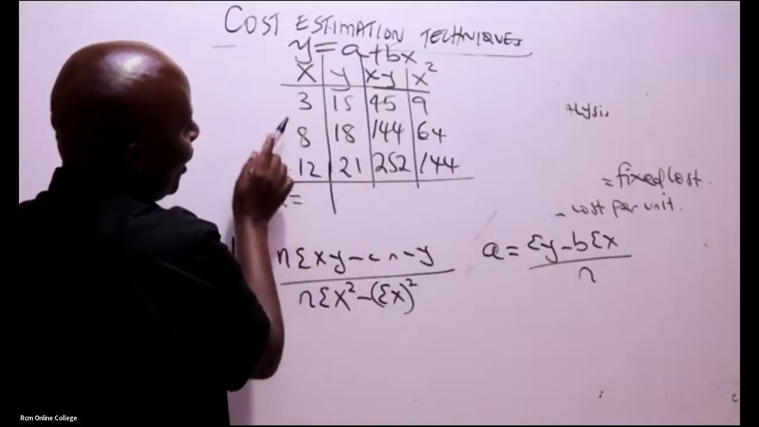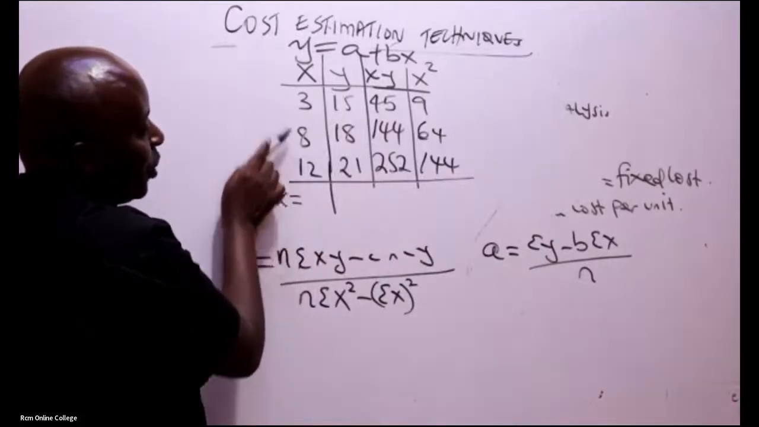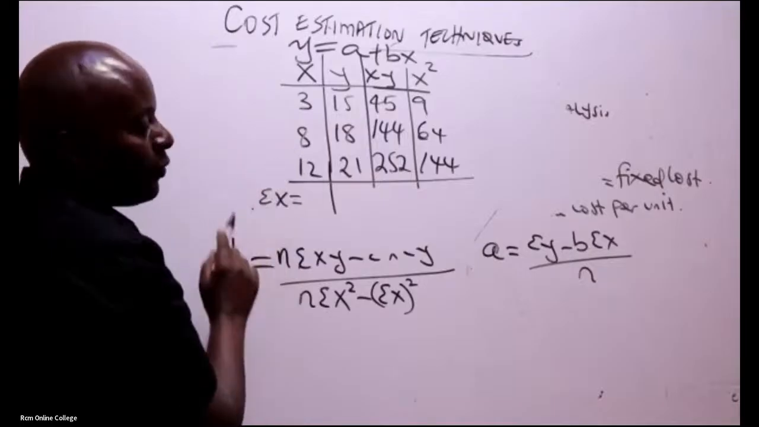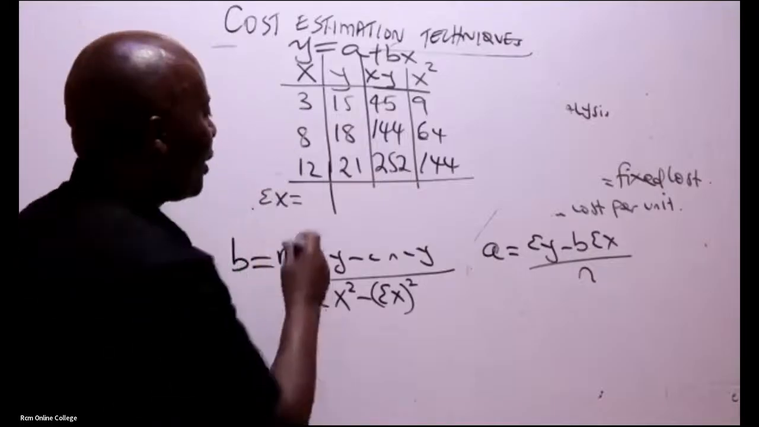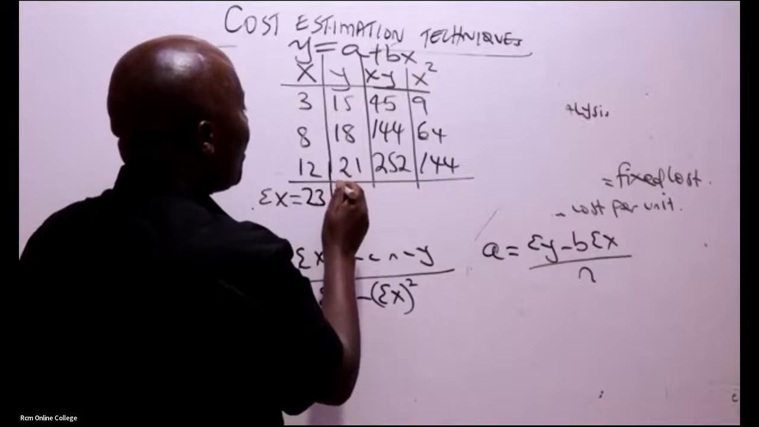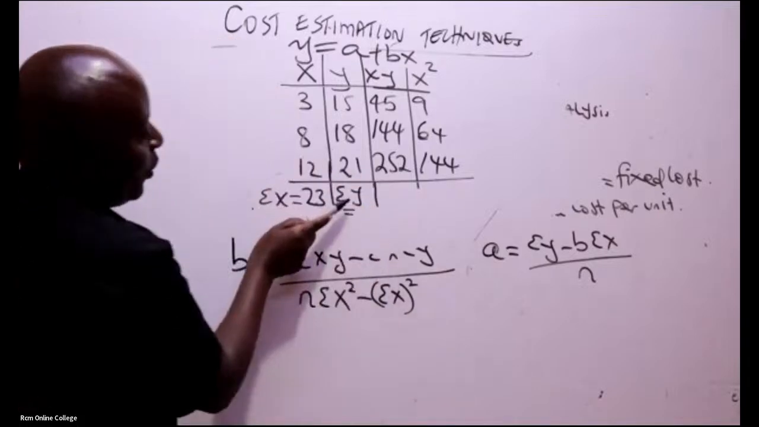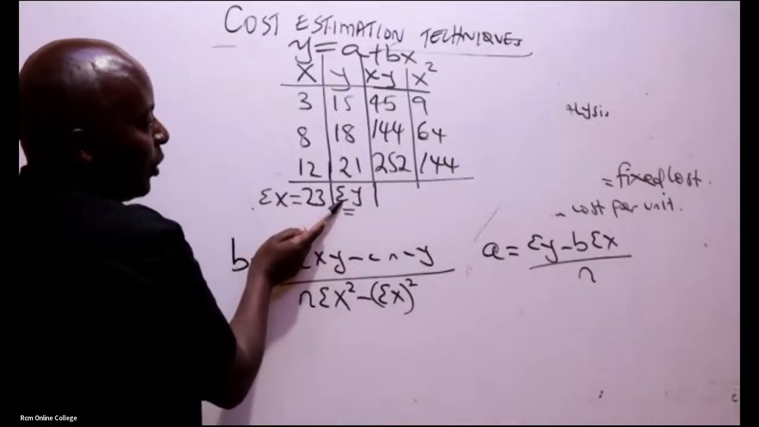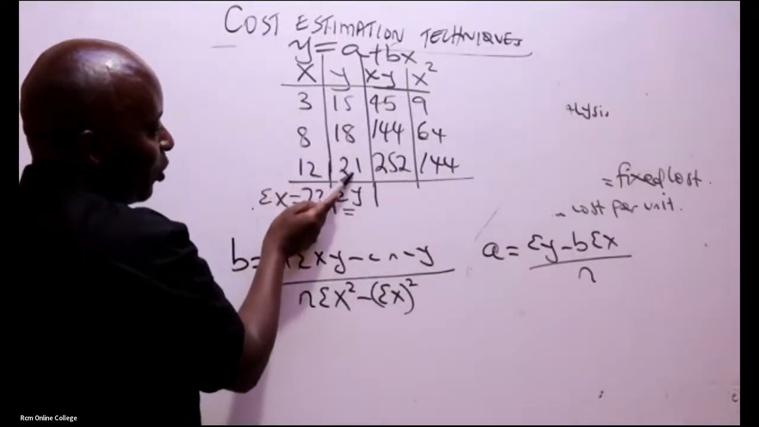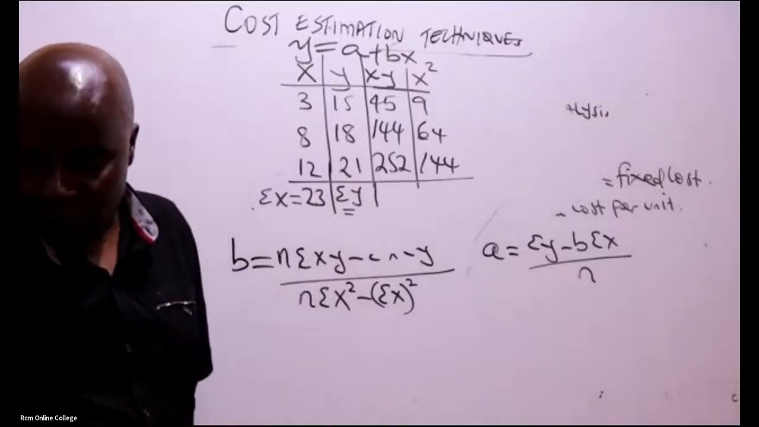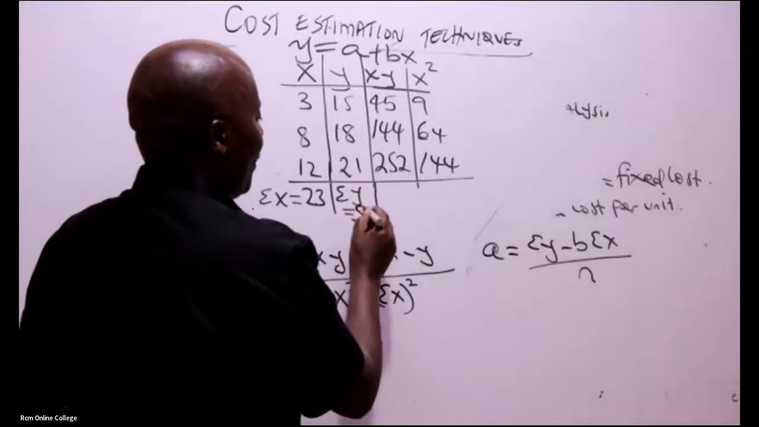Is there somebody who can add this for us? So summation of x, this will be 11 plus 12. That gives us 23. Thank you so much, 23. How about summation of y? Summation of y, please add everything and write what I'm writing here. Summation of y, it's important. So this will be 15 plus 18 plus 21, which will end up giving us what figure? 54, which will end up giving us 54.